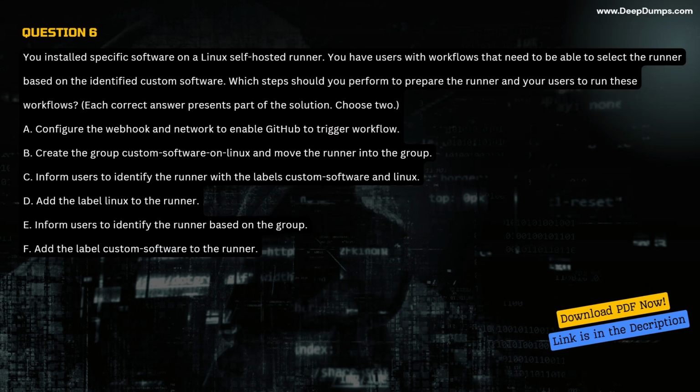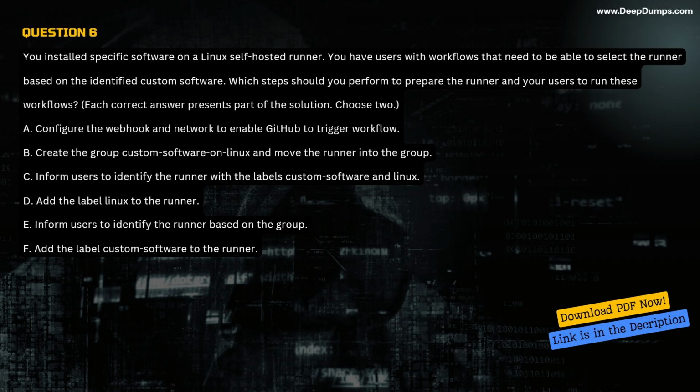Question 6. You installed specific software on a Linux self-hosted runner. You have users with workflows that need to be able to select the runner based on the identified custom software. Which steps should you perform to prepare the runner and your users to run these workflows?